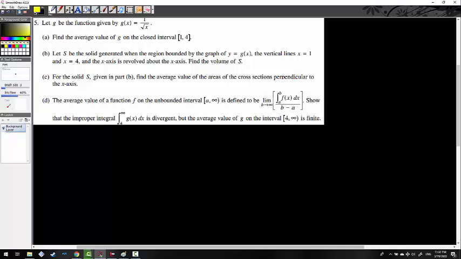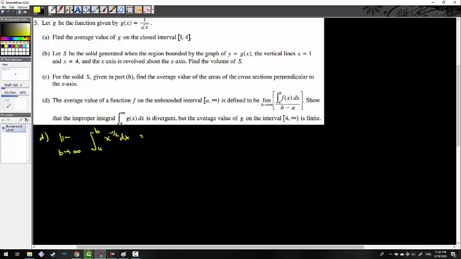So for part D, I'm going to take the improper integral from 4 to infinity of g of x dx. So how do I do that? Well, that's going to be the limit, as in this case they're saying b goes to infinity. I'll keep it tried and true. As b goes to infinity of the integral from 4 to b of, I'll call them x to the negative 1/2 again.